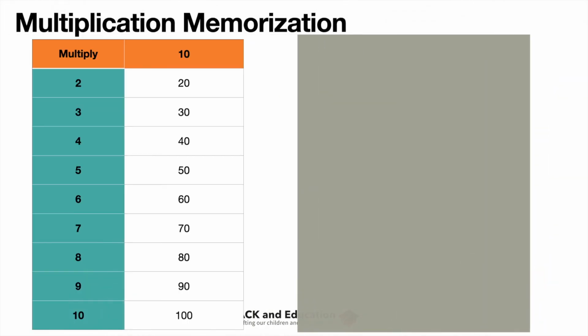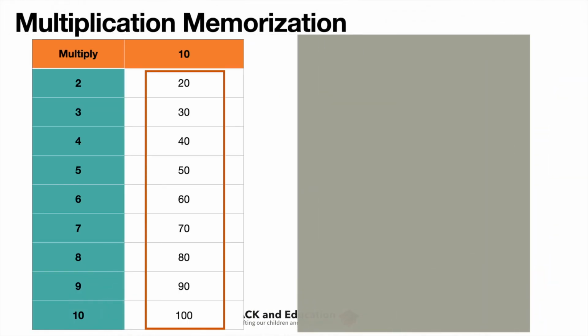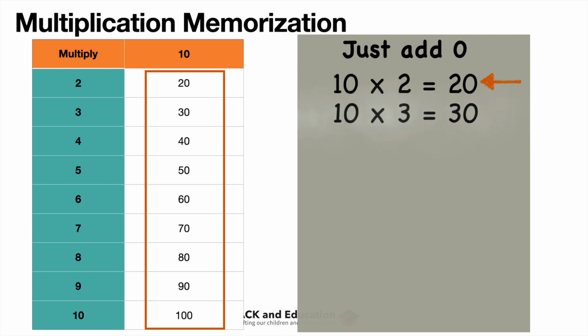So let's take a look at that and just kind of summarize that really quick. The quick and easy rule is just add a 0. So if I have 10 times 2, well, that's going to be 20. The answer is going to be 20. If I had 10 times 3, the answer is 30. I just added a 0 to 3.